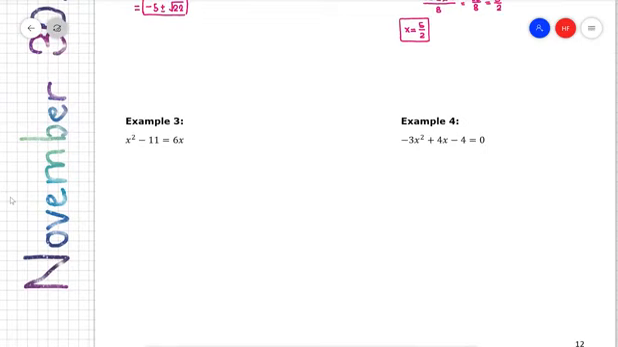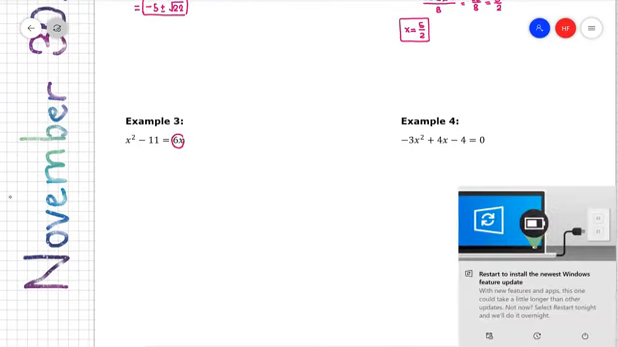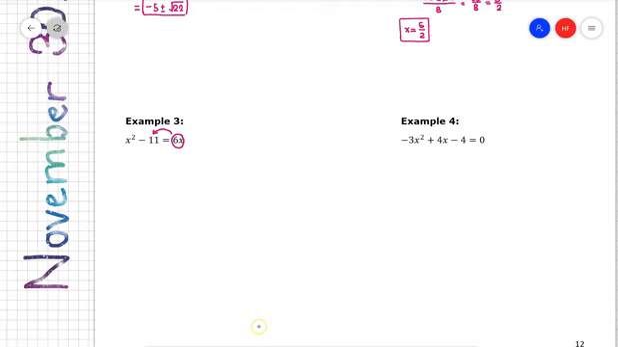Now let's look at example 3. Remember, we got to be in standard form, so I need to get everything to the left and make it equal 0. So I'm going to move this 6x to the other side. My computer wants me to restart. So I'm going to move that 6x by subtracting it. So x squared minus 6x minus 11 is equal to 0. Now everything's on the left, and it equals 0.